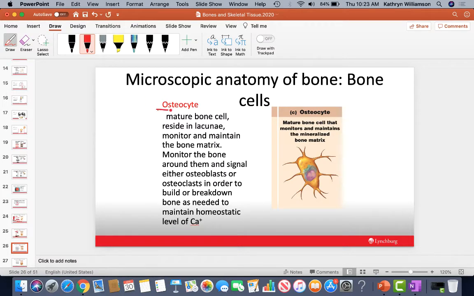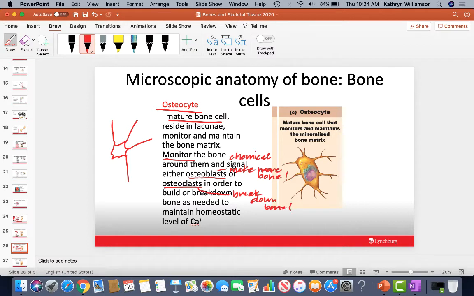So here are our osteocytes. Again, these are your mature bone cells. These are cells that have long processes sticking out because they are responsible for monitoring the bone around them, and then they will signal chemically to the cells around them. They signal osteoblasts if they need to make more bone, saying, hey, osteoblasts, make more bone. Or they signal osteoclasts, which is a different cell type, and say, hey, break down bone, telling them what to do.